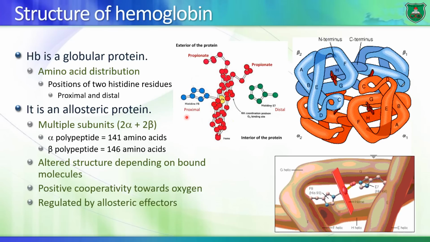One of them is known as the proximal histidine because it's closer, and the other one is known as the distal histidine because it's a bit farther. The proximal histidine is covalently linked to the iron atom, so that's the fifth coordinate. And the distal histidine lies on the other side of the heme molecule, and it plays a role in regulating the entry of oxygen when it goes into the hemoglobin molecule and binds to iron.